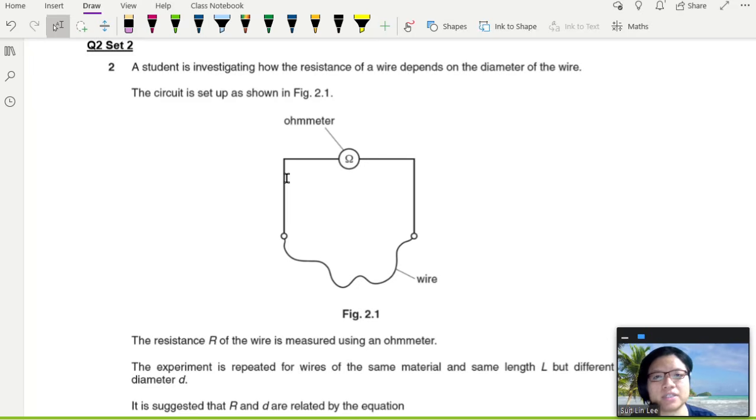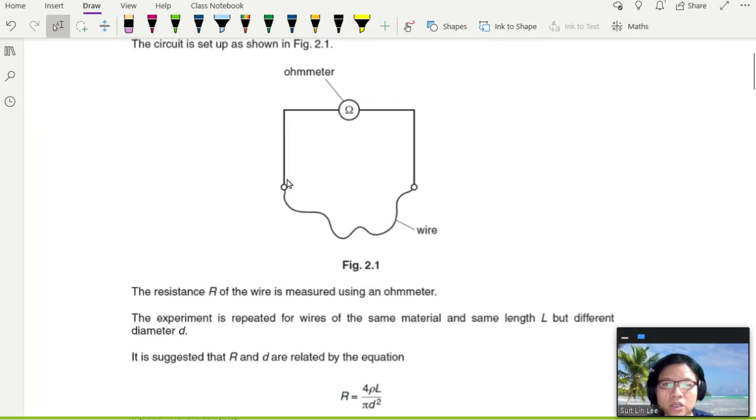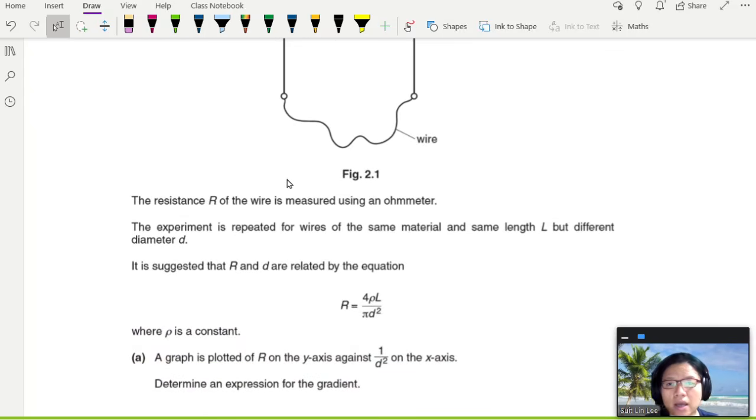A student is investigating how the resistance of a wire depends on the diameter of the wire. The circuit is set up as shown in figure 2.1. So we are connecting an ohm meter directly to the wire and just measuring the resistance. Okay. Experiment is repeated for the wires of the same material and same length. So I guess this one could be important.